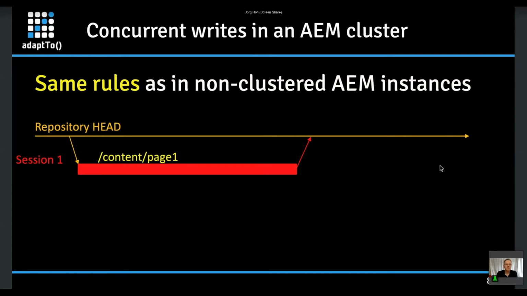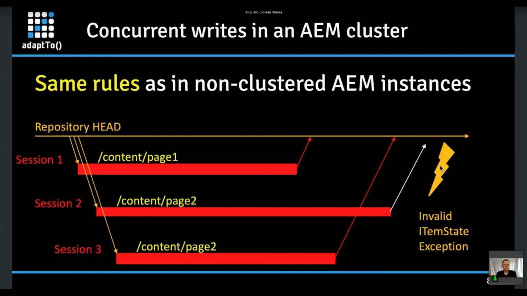We modify page 1 and we save it, and it will be merged back. It's all not a problem. Everything is working well. So now what happens when we create a session 2 and a session 3, and they can live on the same cluster node, they can live on distinct cluster nodes. They're both modifying the same page.